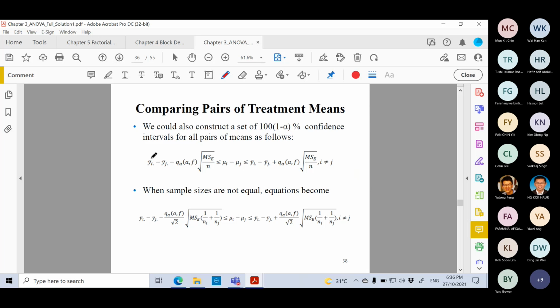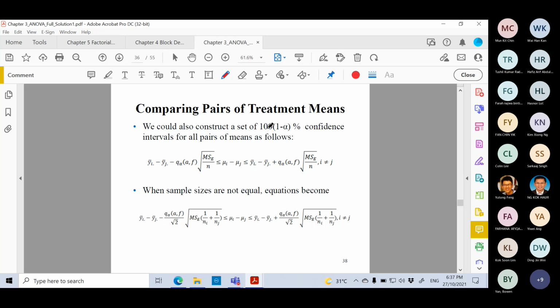The difference equals the sample difference minus the critical value multiplied by the standard error for the lower limit, and plus for the upper limit. Because the distribution is normal, it is symmetrical, so we can use one minus and one plus. If the sample sizes are not equal, we cannot use a common n. We use ni and nj, because sometimes the first treatment has a sample size of 5 and the second has a sample size of 3 or another.